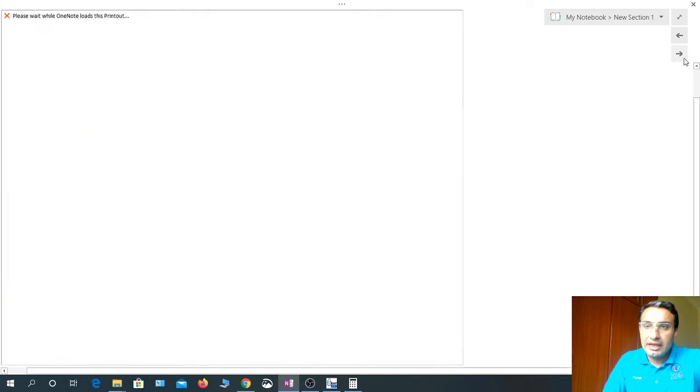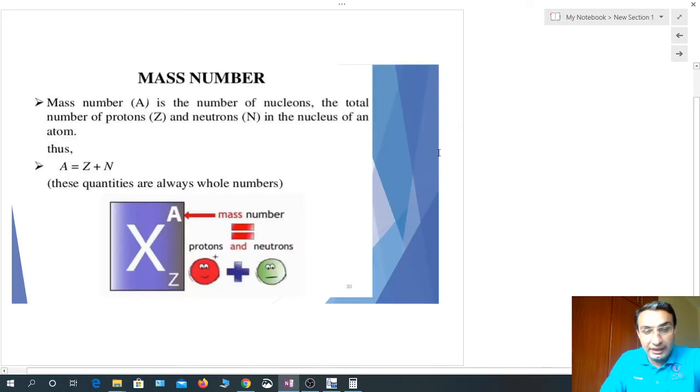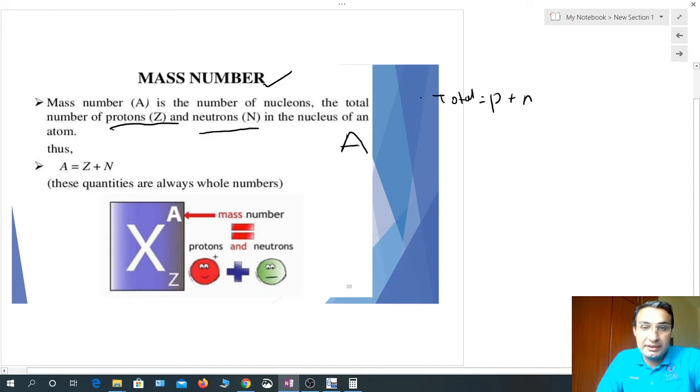Okay, so our next term is atomic mass, meaning mass number. Mass number is the total number of protons and neutrons. As you see, mass number is defined by the number of particles in the nucleus. It means that the total number of protons and total number of neutrons in the nucleus is called atomic mass, and atomic mass is represented by capital A.